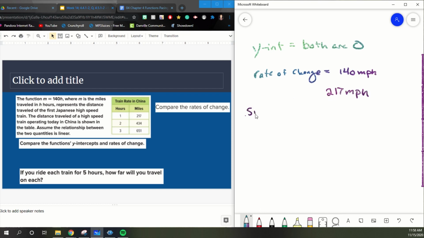So since 217 is greater than 140, we know that our Chinese high-speed train has a greater rate of change than the function representing the Japanese high-speed train. So the Chinese modern train has a greater rate of change.